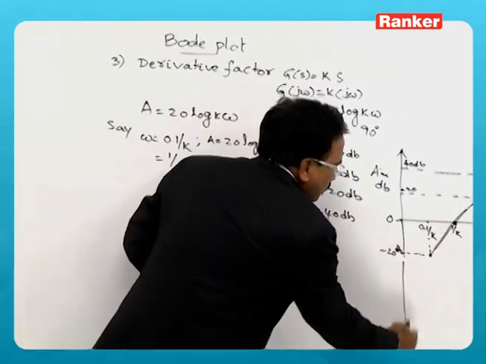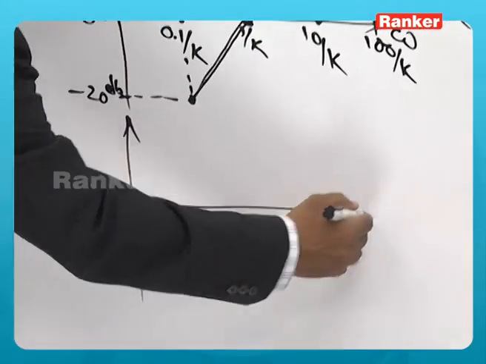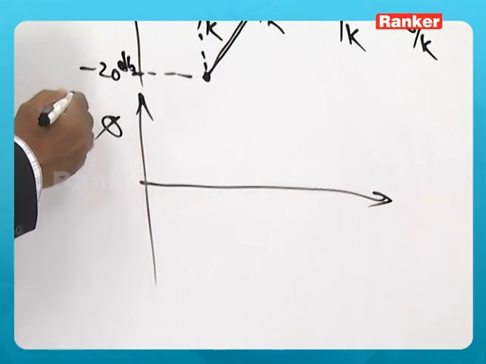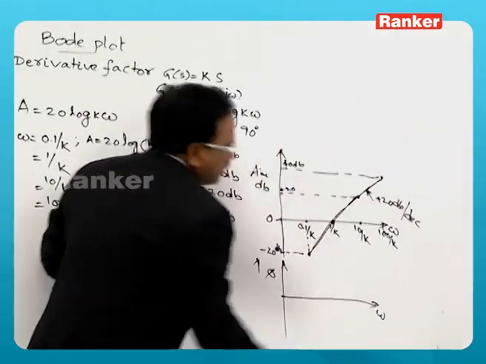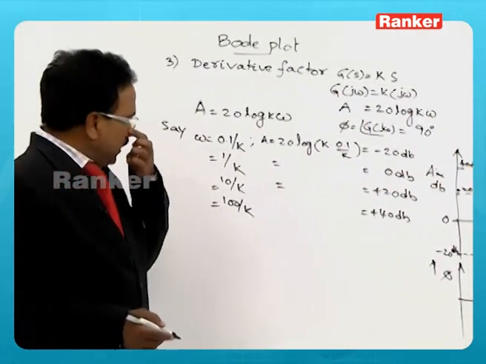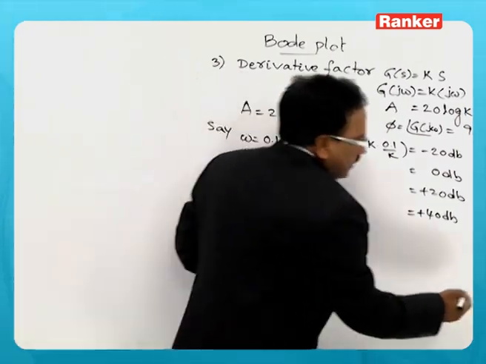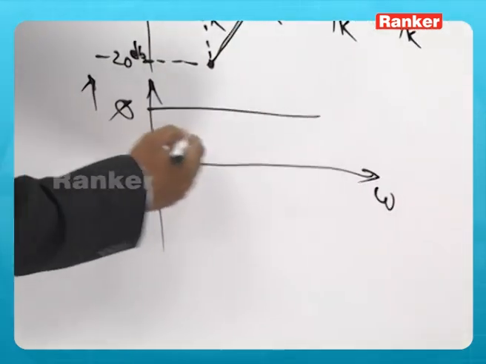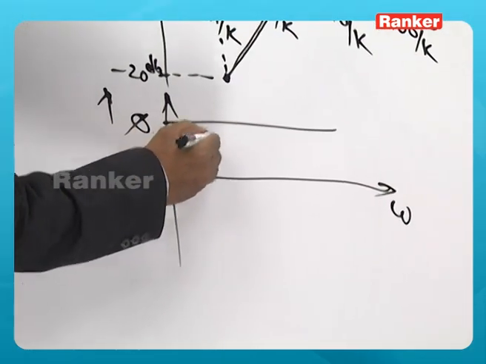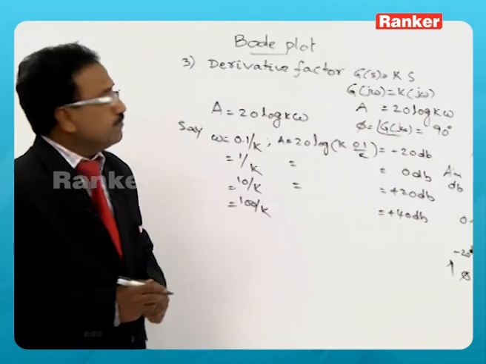Once again, if you see the phase angle versus the frequency, the same scale is being considered for phase angle, and the phase angle is plus 90 degrees, a straight line once again for this derivative factor.